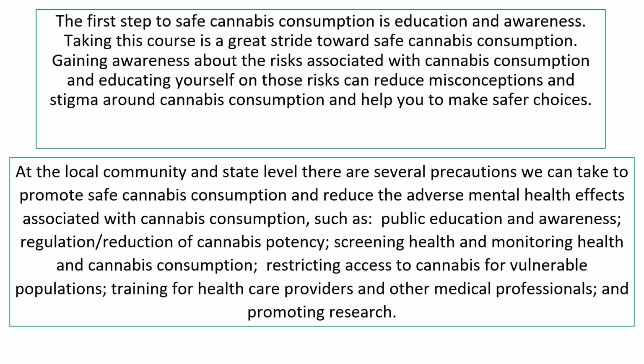At the local, community, and state level, there are several precautions we can take to promote safe cannabis consumption and reduce the adverse mental health effects associated with cannabis consumption. Some of those precautions include public education and awareness, regulation and reduction of cannabis potency, screening health and monitoring health and cannabis consumption, restricting access to cannabis for vulnerable populations, training for healthcare providers and other medical professionals, and promoting research.